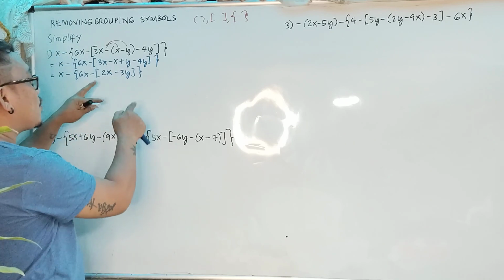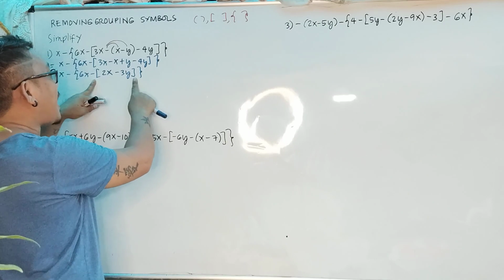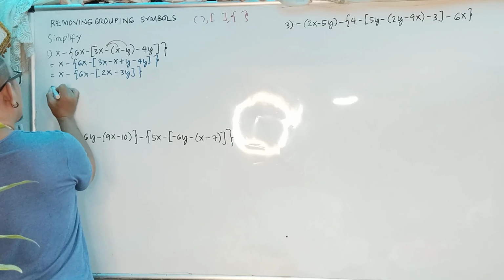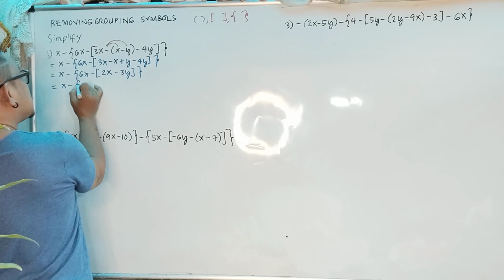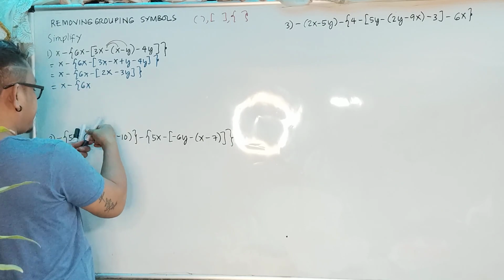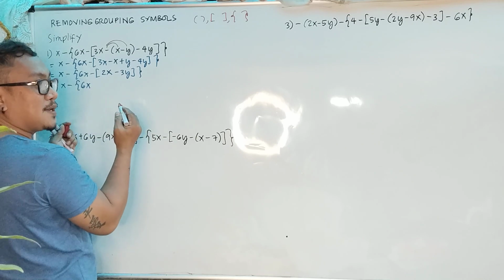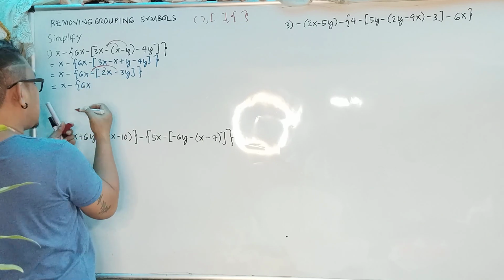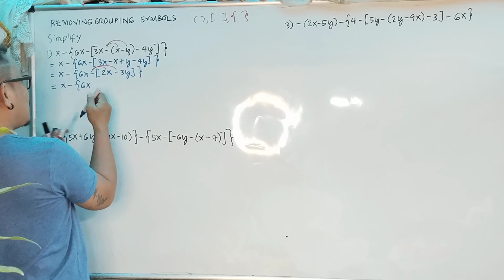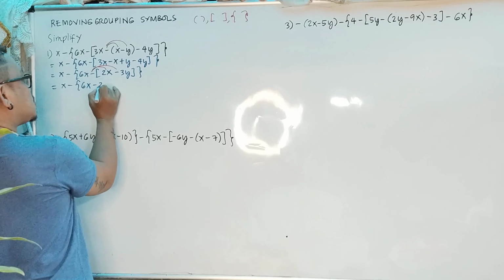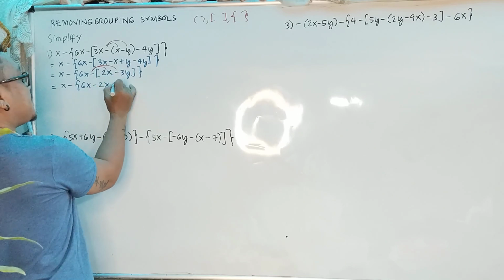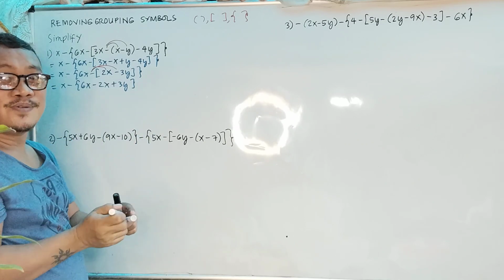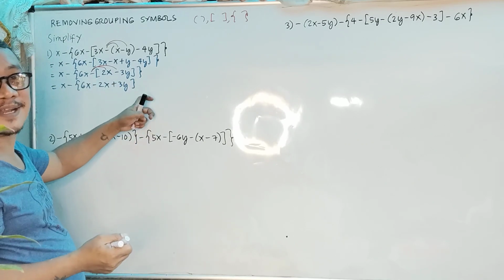So here, we can now remove the bracket, again by distributing the negative symbol. Copy x minus. Then distribute: negative times 2x, negative times negative 3y. Negative times 2x is minus 2x. Negative times negative is plus 3y. Then close the brace. So we have removed the bracket. Only the brace is left.